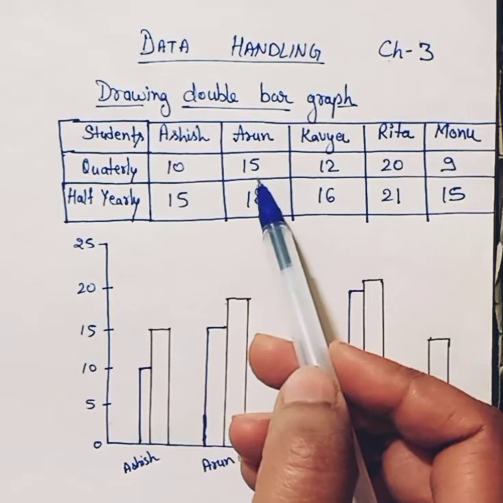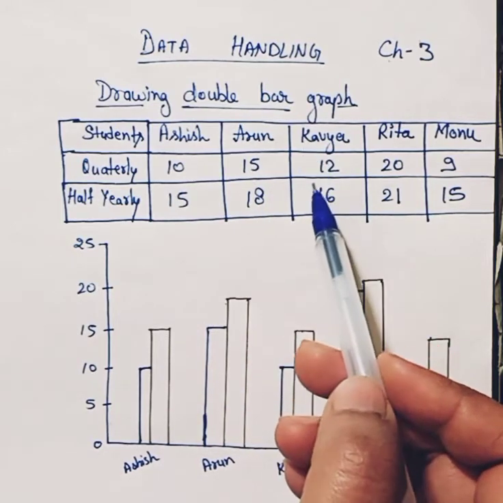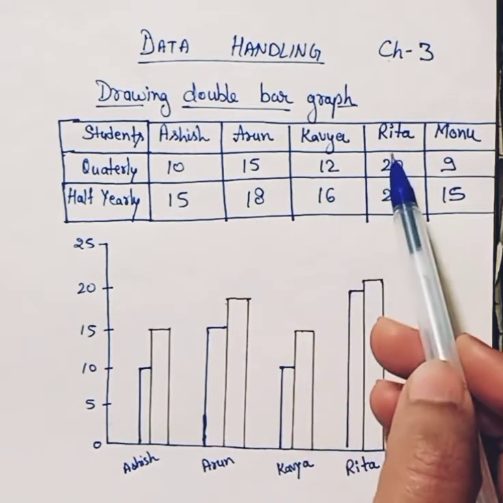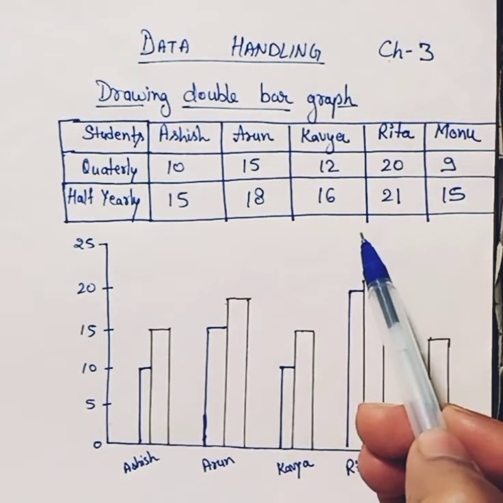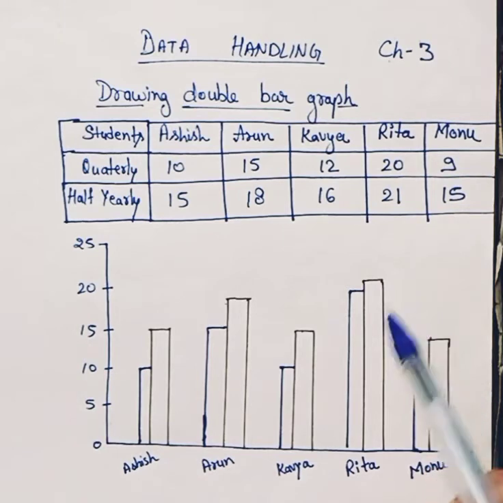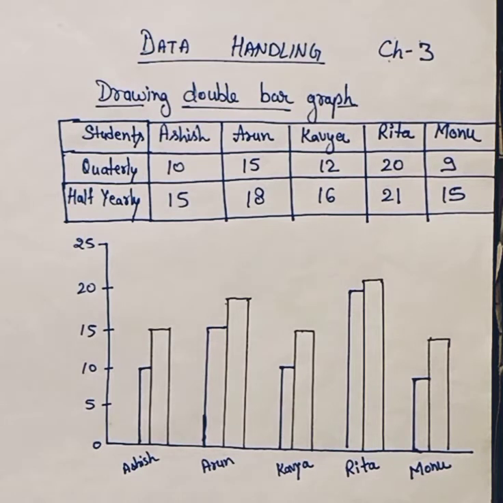For Arun it is 15 and 18. For Kavya it is 12 and 16. For Rita it is 20 and 21. And for Monu it is 9 and 15. Here two marks are given, for two different exams. So we will use a double bar graph to represent them.